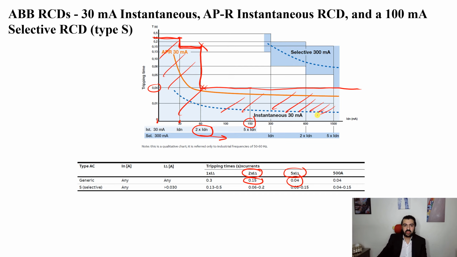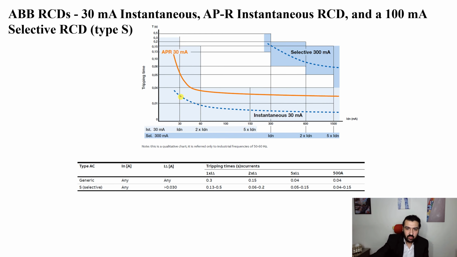is called the allowable operating region by the standard of IEC or any other standard that we have seen. Now what you can see is that my instantaneous type is within this blue region, and also my orange one, which has some delay, is also in the operating region by the standard. So they satisfy the standard requirements.